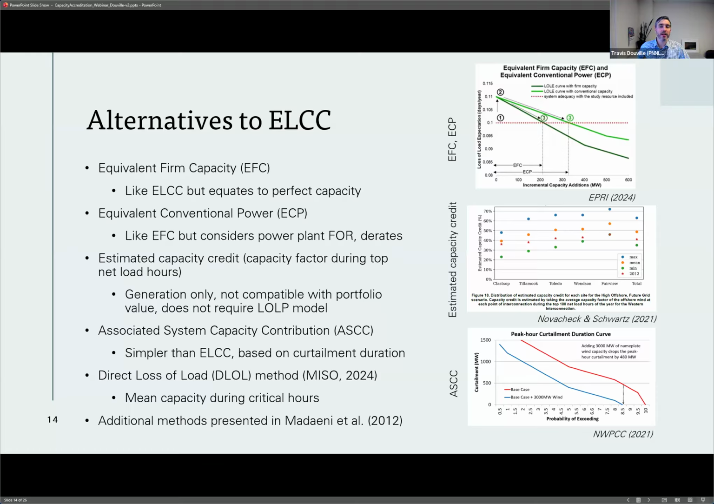Next on the list, there's a direct loss of load method. MISO has referred to this recently, and we'll actually show an example of this shortly, where one simply runs a loss of load model that considers the capacity that's available at every system shortfall and then averages the capacity during all those periods as the accredited capacity. The trick to this method is defining the periods of system shortfall, as there may not be many actual hours of unserved energy to make a meaningful average. There are many other methods which were developed on the way to these more prevalent approaches today that are worth reading about in the Madani et al. 2012 reference, which I'll have at the end of the presentation.